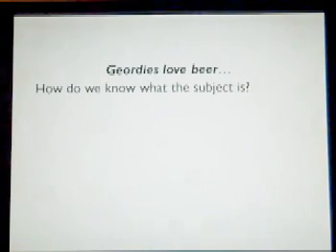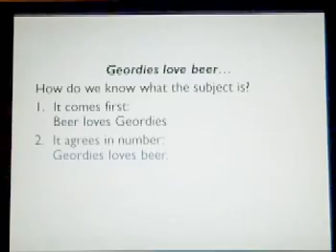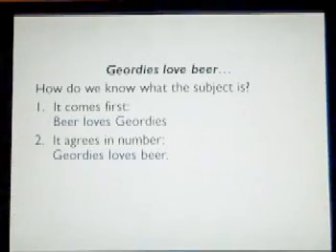One way of doing it is to look for whatever comes first in the sentence. So if we change the order, we still have the first thing as the subject. If we say beer loves Geordies, to an English person, that has beer as the subject. In some languages it's more important to have the number the same. So if you say Geordies loves beer, again to an English person, Geordies would be the subject, but in a language where the verb has to agree with the subject, beer would be the subject even though it comes last.